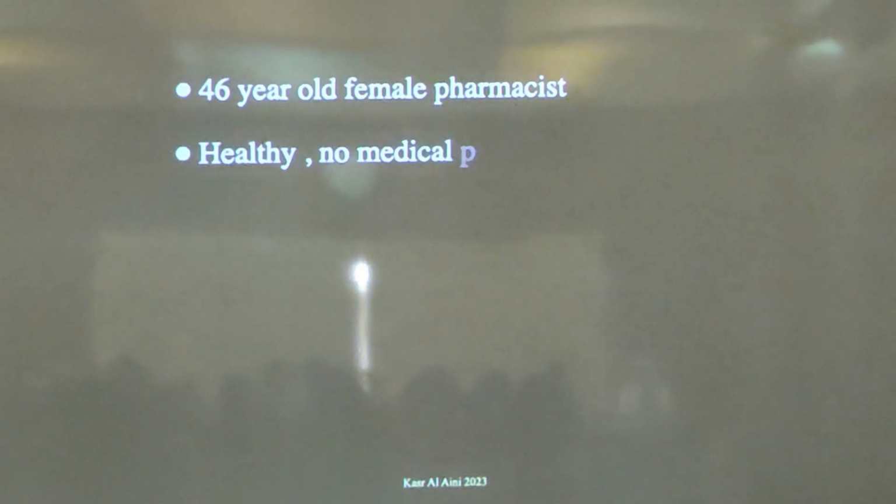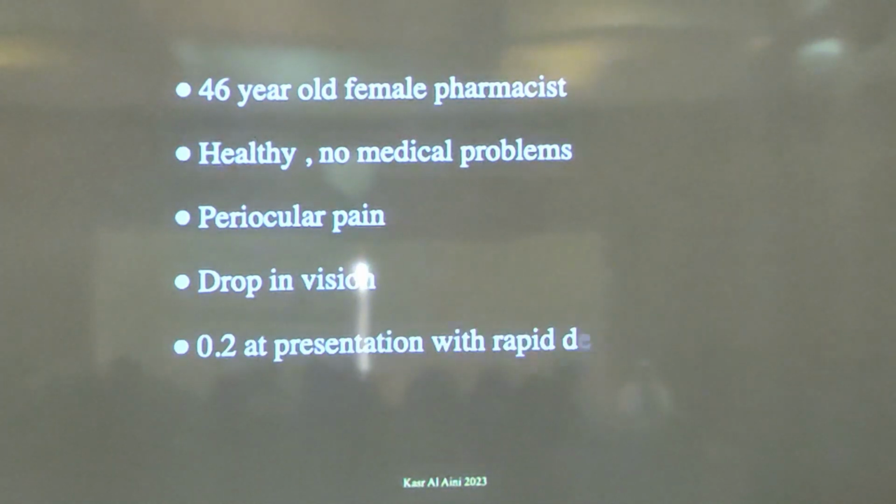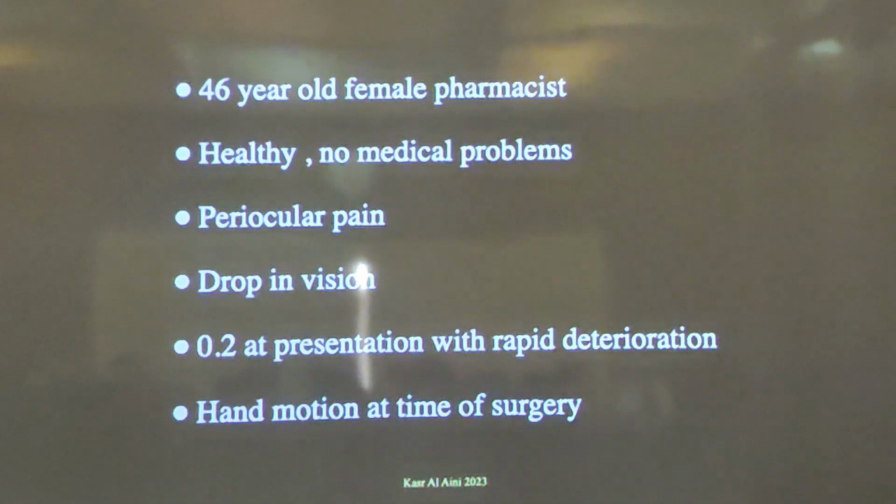هديكوا بقى ايه عيانة واحدة من العيانين بتوعي. So this is a pharmacist, 46-year-old, healthy, no medical problems. She had very severe periocular pain, drop in vision, and at presentation she had an 0.2 vision with severe vitritis and these peripheral lesions. وبعد كده العيانة دي اختفت ورجعت تاني at a hand motion vision. So I decided to do a vitrectomy.